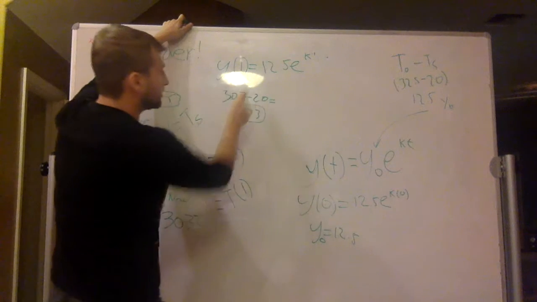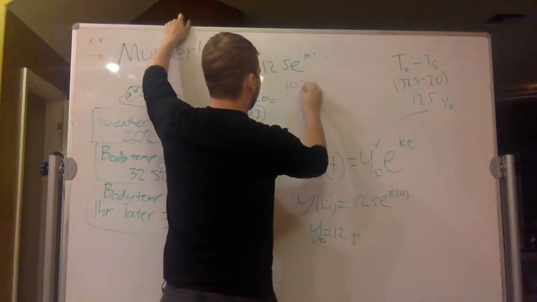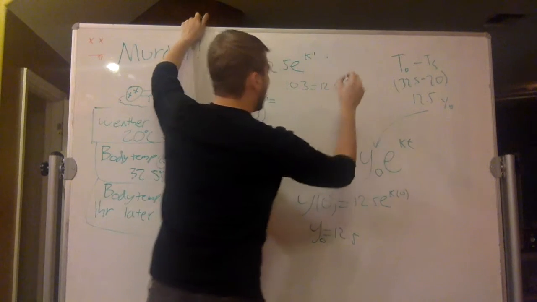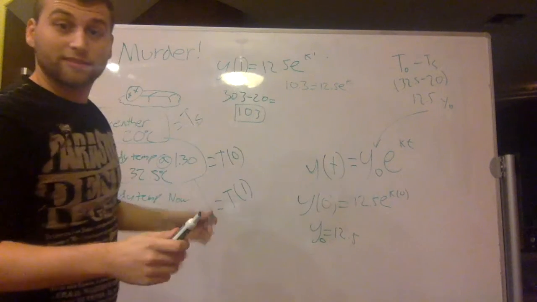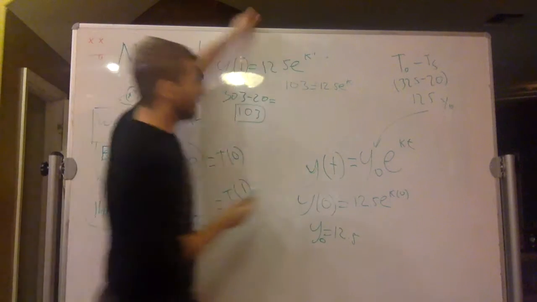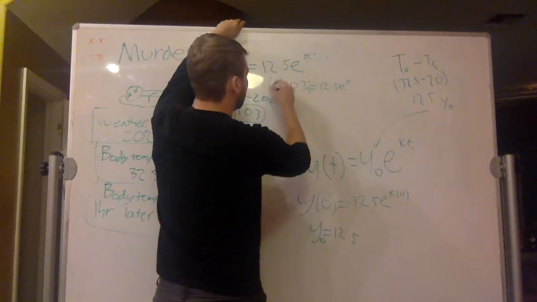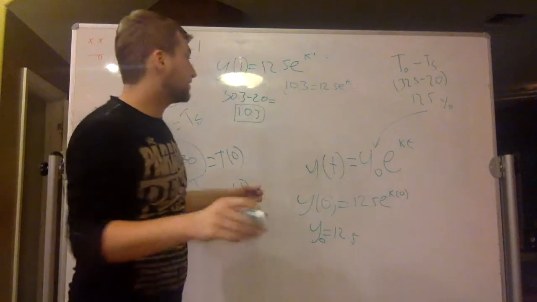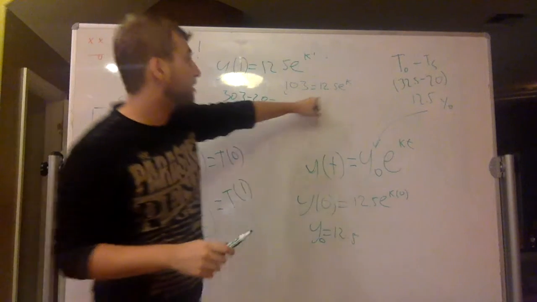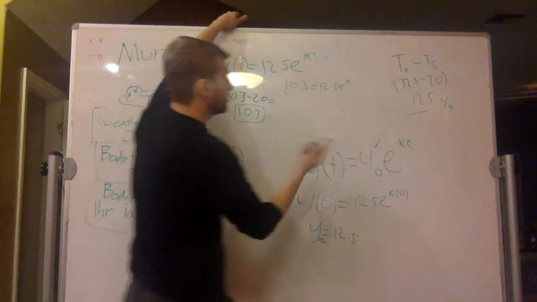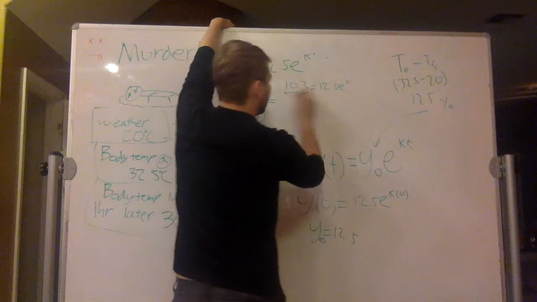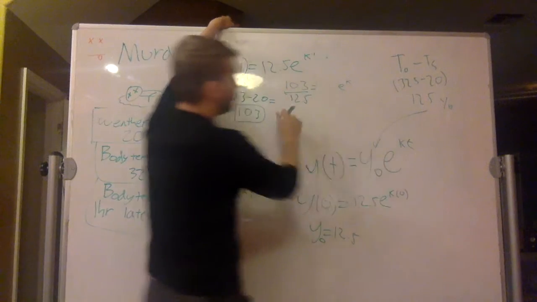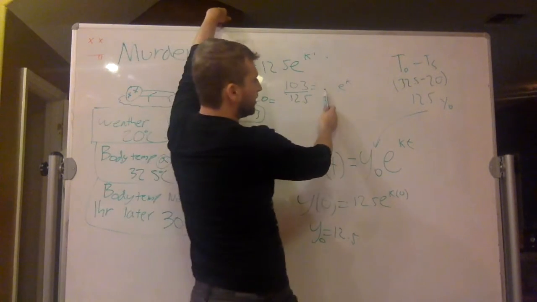So we can go ahead and now rewrite this equation as 10.3 equals 12.5 e to the k. And now we have this fancy awesome thing called logarithms that we can use. So we're going to go ahead and do the natural log of both sides. Actually, I realized we can simplify by dividing. So I'm going to go ahead and just divide both sides by 12.5. And that will then eliminate this to give you 10.3 over 12.5 equals e to the k.